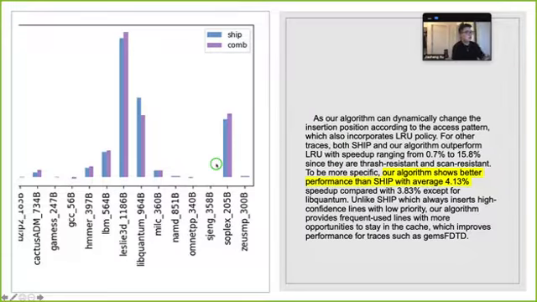Okay, so there's a graph which compares the two algorithms. We can see the graph here. Our algorithm shows better performance than SHiP, with an average 4.30% speedup compared with 3.83%, except for libquantum. So we can see that our algorithm is overall better than SHiP.